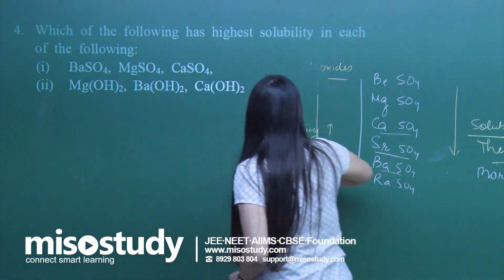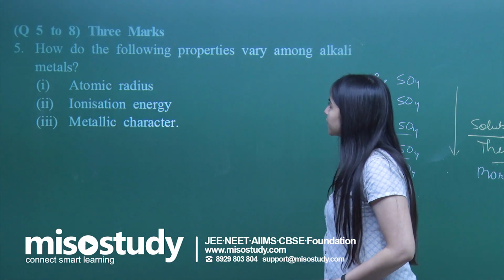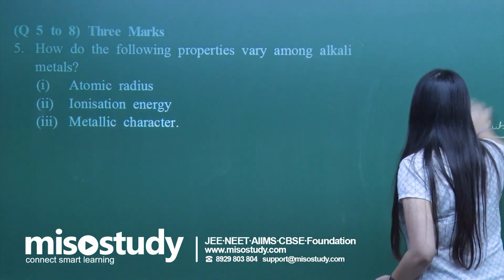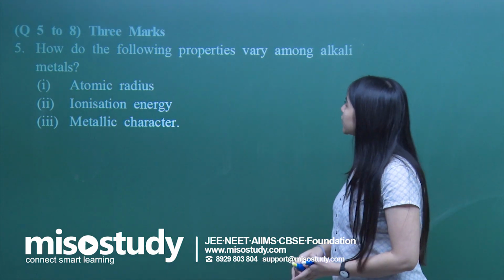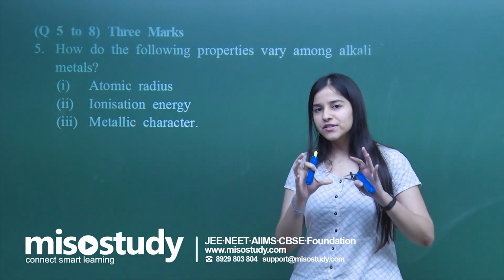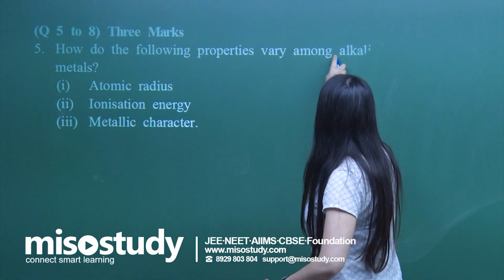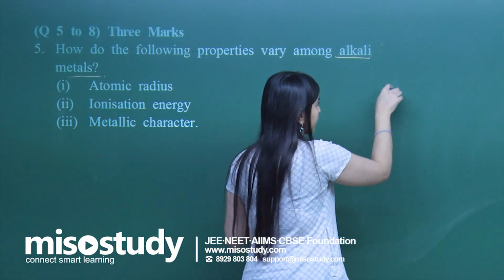Now let's move on to question number 5. Let's just remove this. How do the following properties vary among the alkali metals? It's a simple question, just the general idea we have to give. They are asking about alkali metals. What are alkali metals? Group 1.